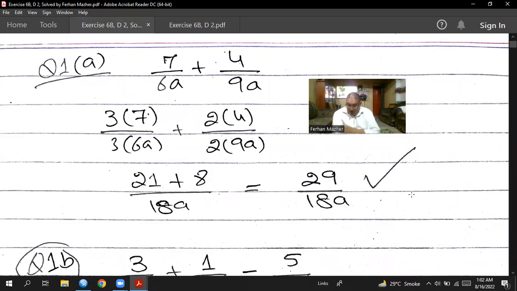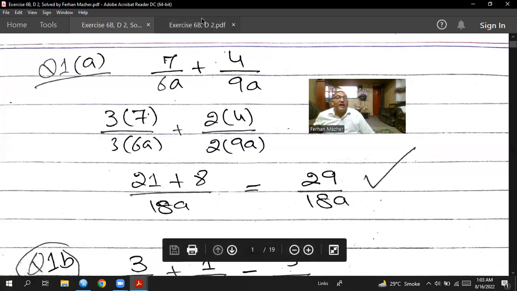In the second fraction, I will multiply the numerator and denominator both with 2. So upstairs it will be 2 multiplied by 4, downstairs 2 multiplied by 9a, so it will become 18a. Now both fractions have the same denominator, 18a, so we can write them in a single fraction. Upstairs we will have 21 plus 8, divided by 18a. So upstairs you will have 29, downstairs 18a. So this is how you will do the A part.